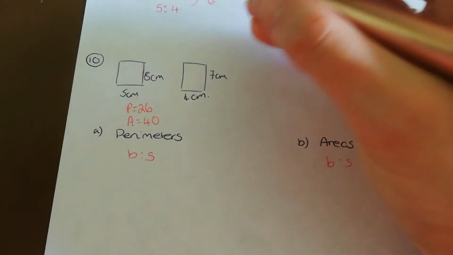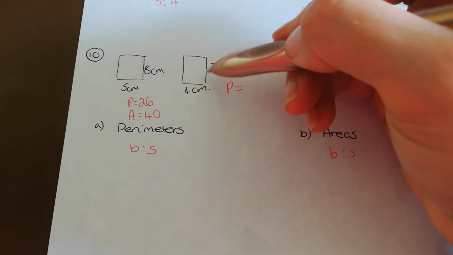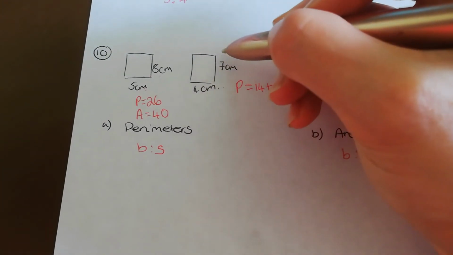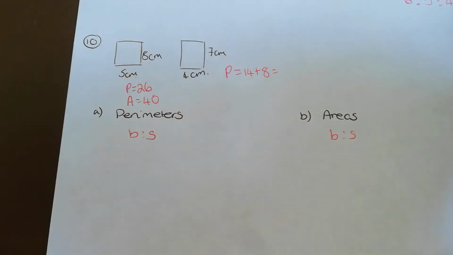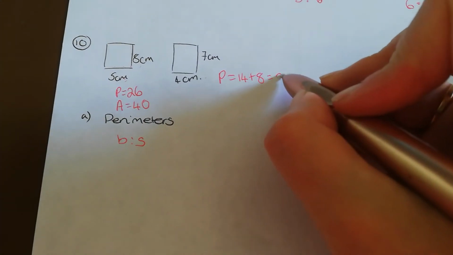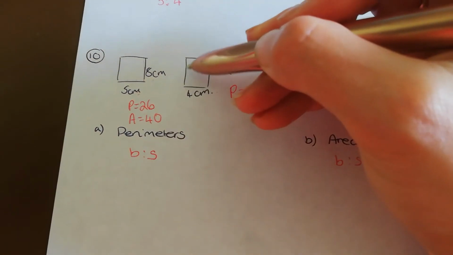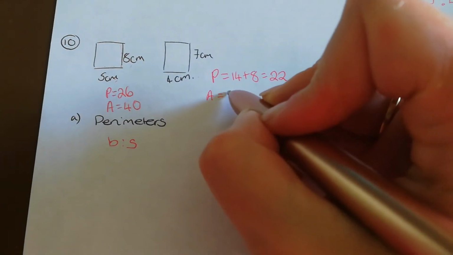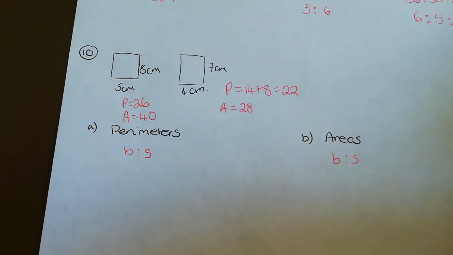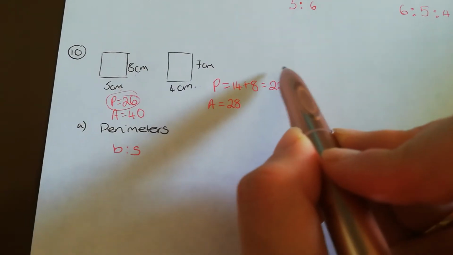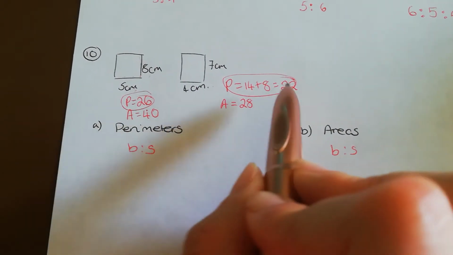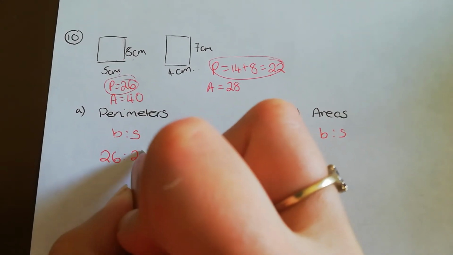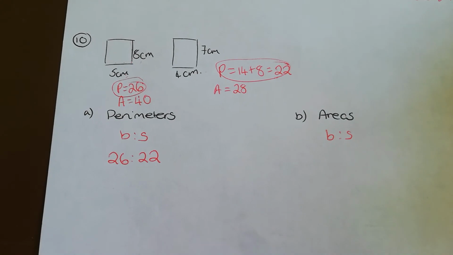If we do the same for this picture, the perimeter is going to be 7 add 7, which is 14, plus 4 add 4, which is 8. So the total perimeter, 14 add 8 is 22. And then the area is going to be 7 times 4, length times breadth. So 7 times 4, which is 28. So if we're comparing the perimeters first of all, the bigger perimeter is 26, the smaller one is 22. So 26 to 22 is the ratio I need to write down.